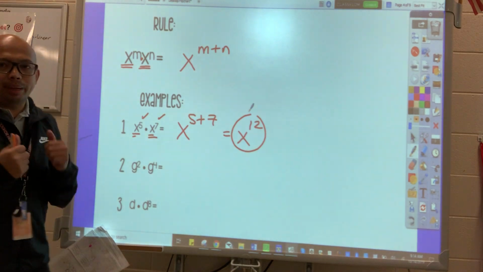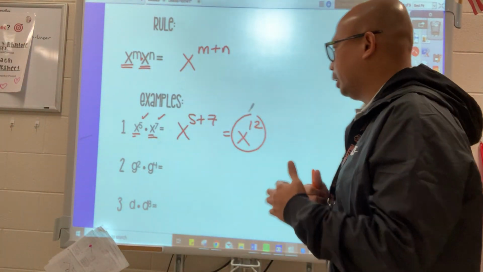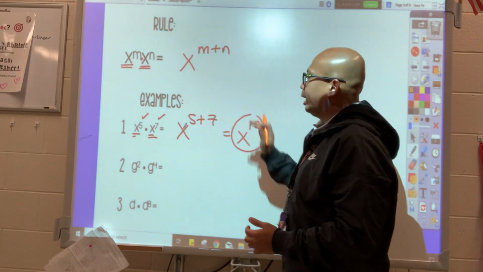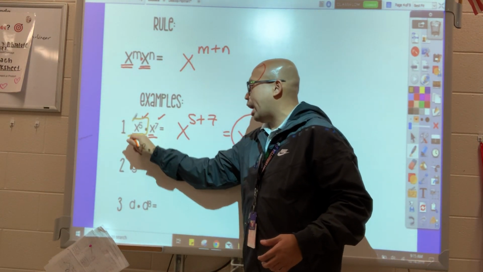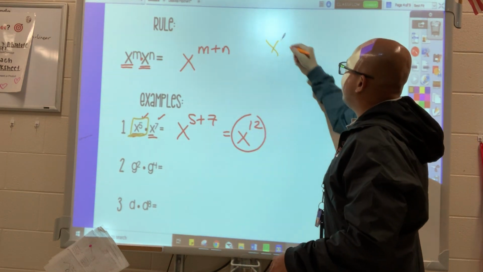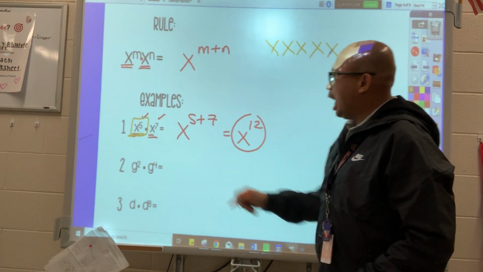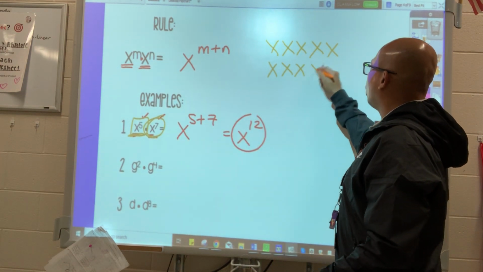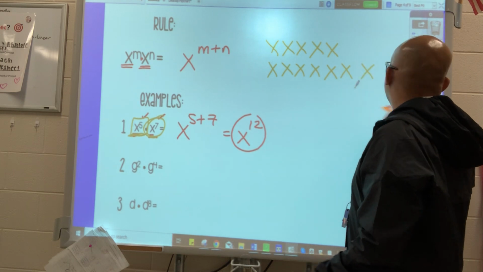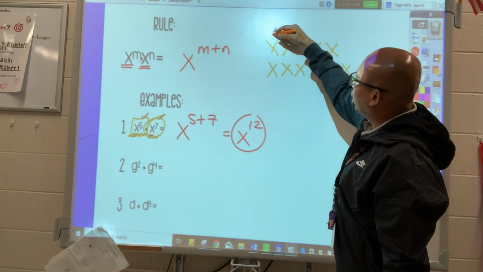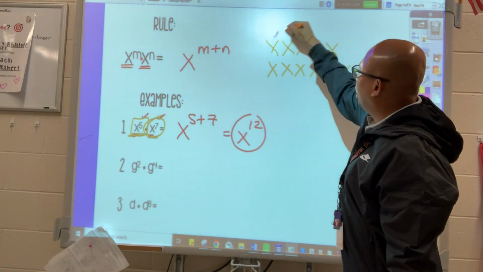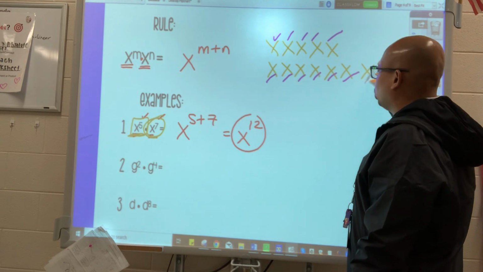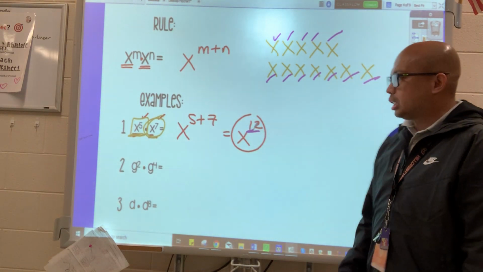So the answer is x to the 12th. What's the logic behind the rule? Let me teach you some logic here. I don't want to just give you the rule. What's the reason why you're adding them? Let me ask you, how many x's do you have in x to the 5th? There are 5 x's. Do you agree? And how many x's do you have right here? 7. 1, 2, 3, 4, 5, 6, 7. If you multiply them, how many x's are listed here? 1, 2, 3, 4, 5, 6, 7, 8, 9, 10, 11, 12. And that's why it's 12 over there. That's the reason behind it, okay?